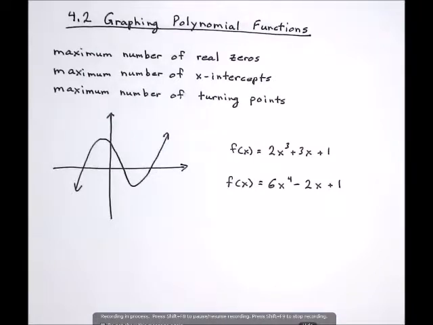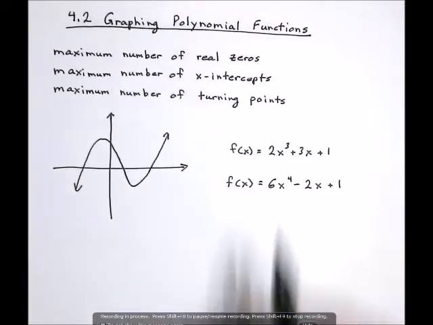4.2 is probably the easiest section we're going to have. It's called graphing polynomial functions, and the graphing part is really just concerned with the maximum real number of zeros, the maximum number of x-intercepts, and the maximum number of turning points.